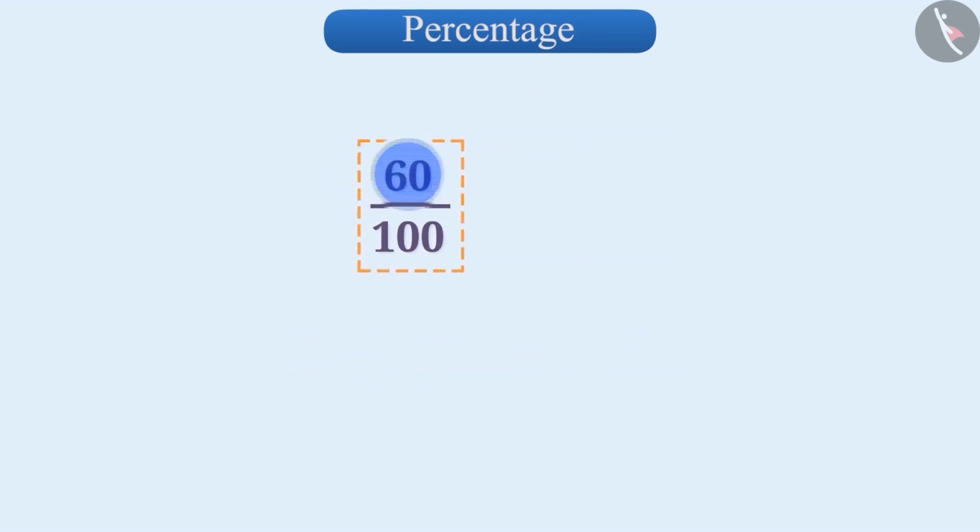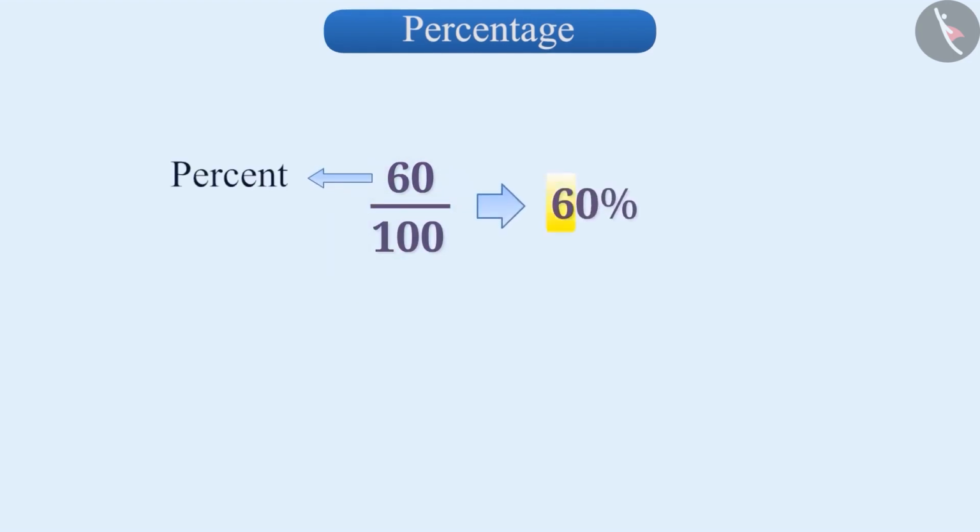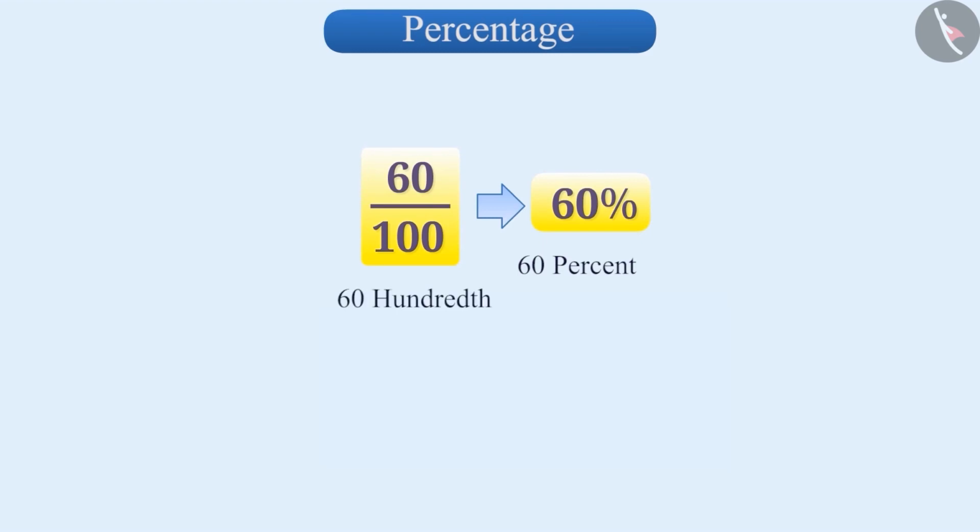Here, 60 is the numerator of a fraction whose denominator is 100. The numerator of a fraction whose denominator is 100 is called percent. We write it this way, and we read it as 60%. But 60 by 100 is also read as 60 hundredths. Meaning of hundredths is out of 100.